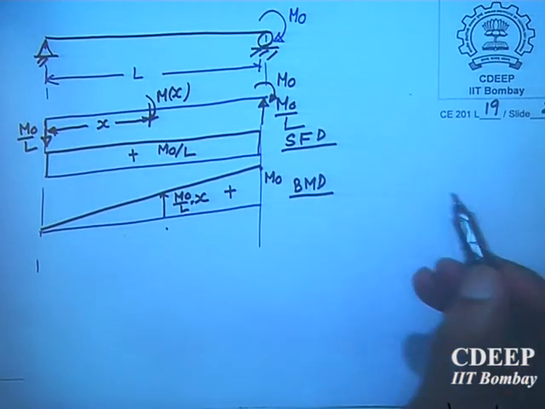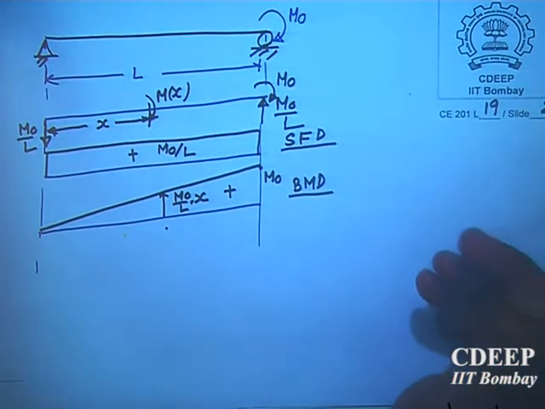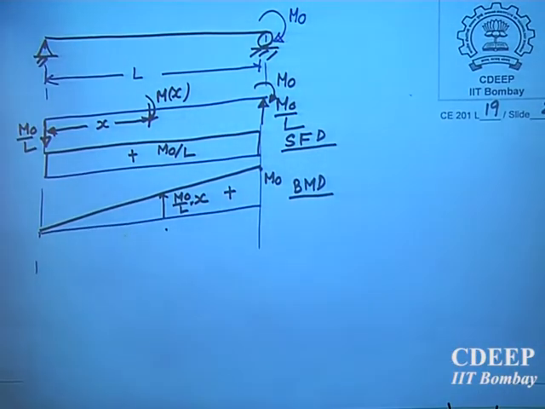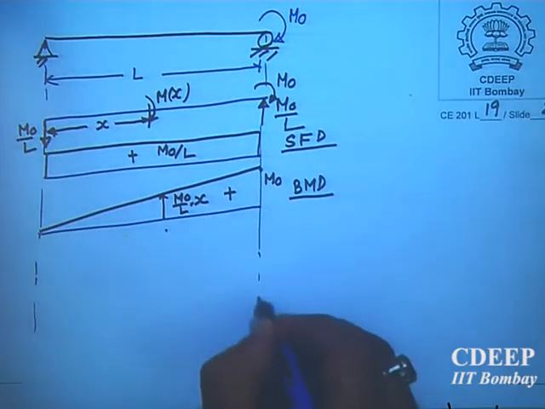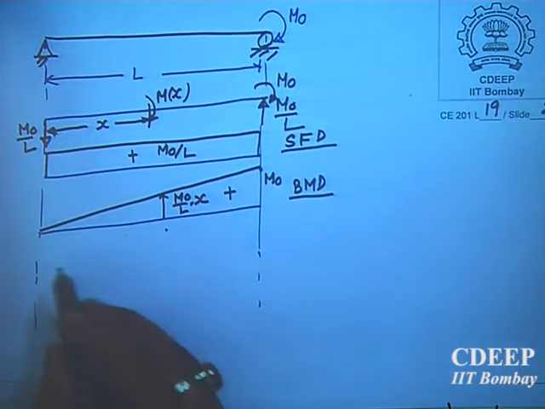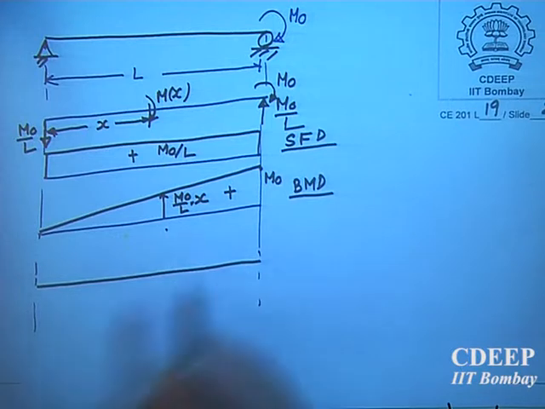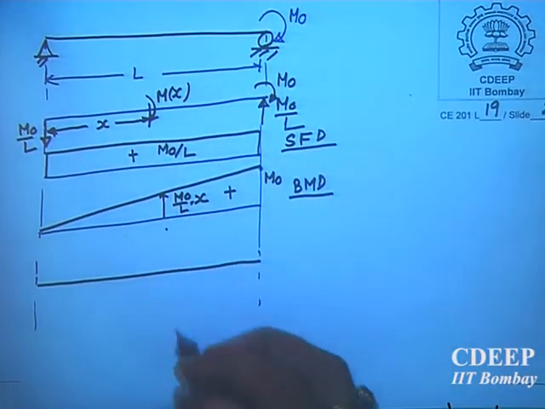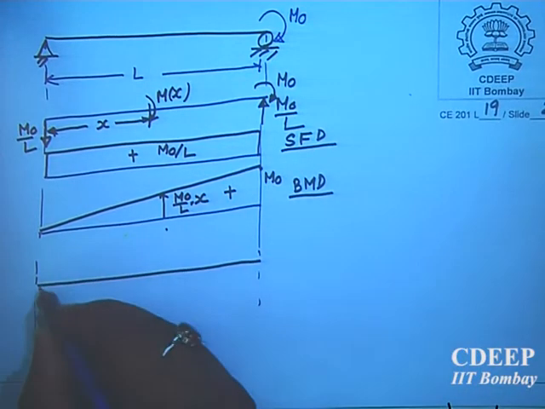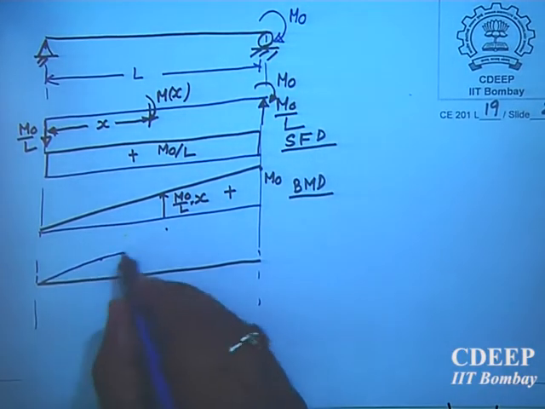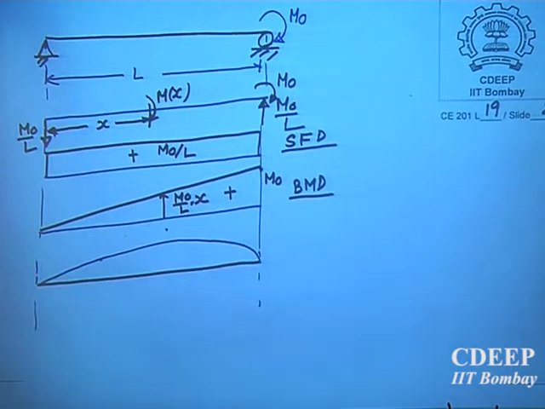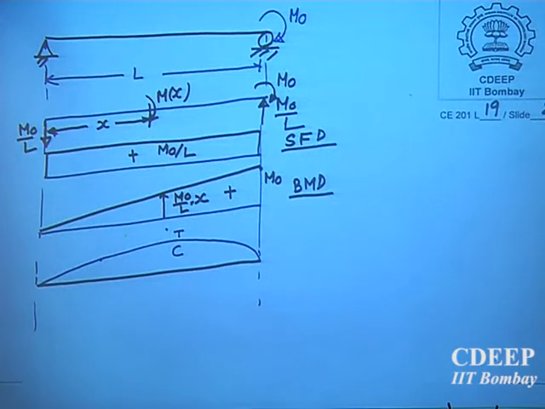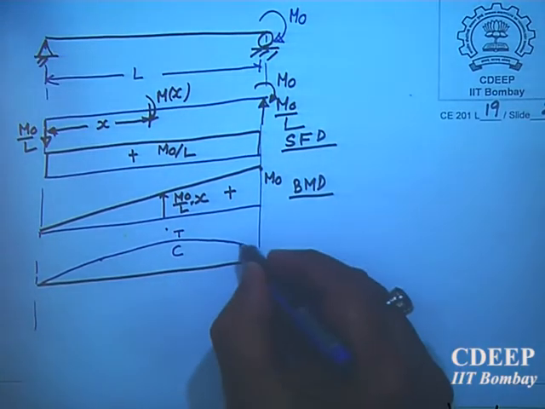Positive. So no negative. So the bending moment diagram has changed. What will be the deflected profile? What will be the shape of the deflected profile if this is the axis of the beam? How will this deflect applying a bending moment? Like this. Tension at the top, compression at the bottom. See, this is what I have drawn. So this is a deflected profile.